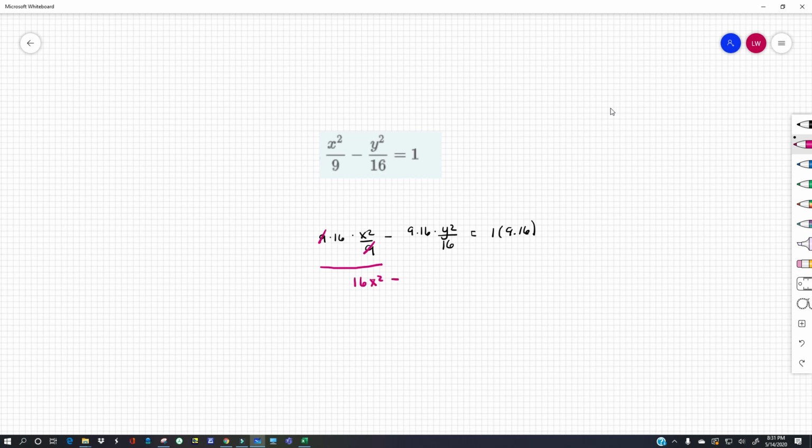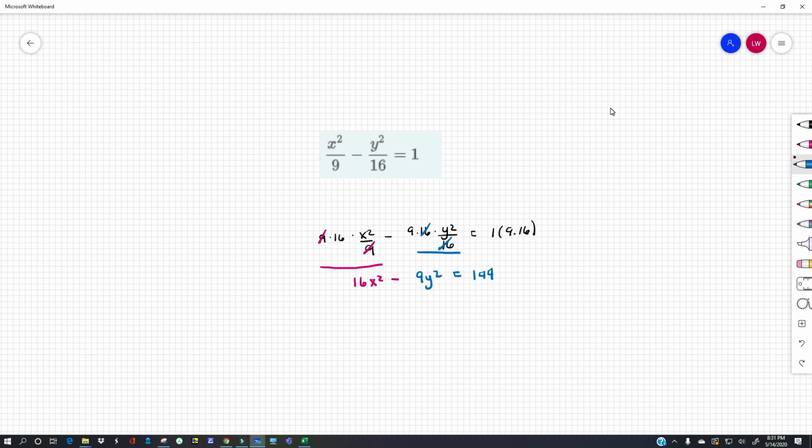I'm going to bring down that minus. For the blue term here, the 16's will cancel, and I'm left with 9y squared. And over here, I've got to use my calculator. Didn't I just calculate that a minute ago? 9 times 16 is 144. So this one is 144, okay? So I'm not quite at that general form yet, but I'm getting there, right?